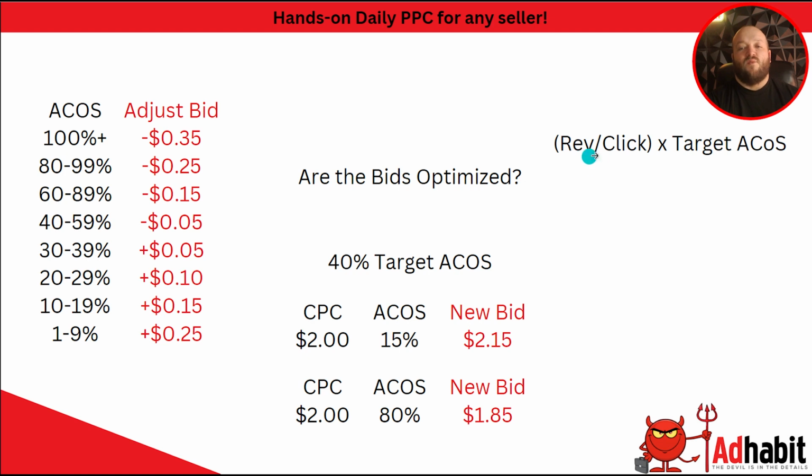And then you could use a revenue per click times target ACoS. It's a very popular formula that tons of people use. Now, when you're going through in Campaign Manager, it's a lot harder to use a formula. But if you're using bulk sheets, I have tons of videos on bulk sheets already. I plan to create a lot more. I do recommend getting used to bulk sheets and using those.